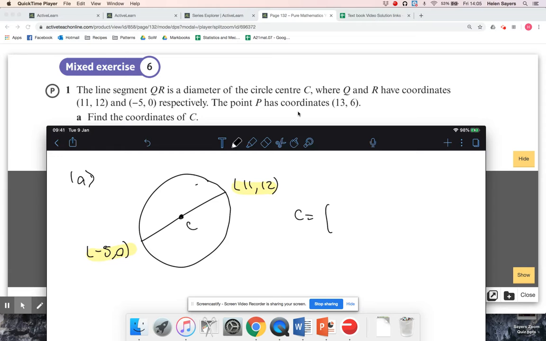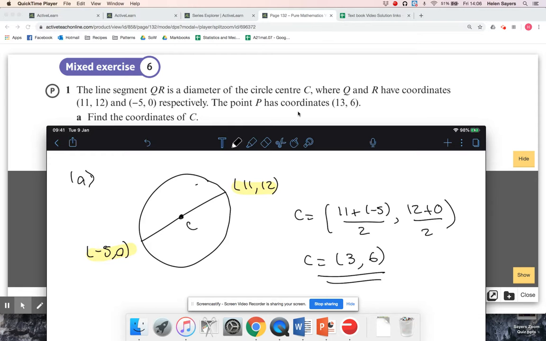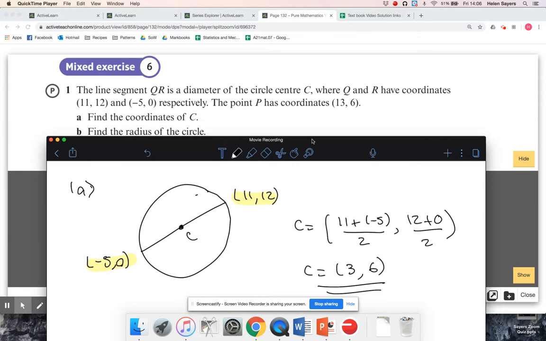So I'm going to do, for the x coordinate, it's 11 plus minus 5, all divided by 2. And for the y coordinate, it's 12 plus 0, all divided by 2. So that's going to be 6 divided by 2 and 12 divided by 2. Job done. Okay. Then we want the radius of the circle.